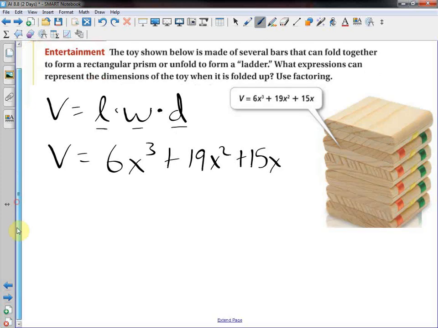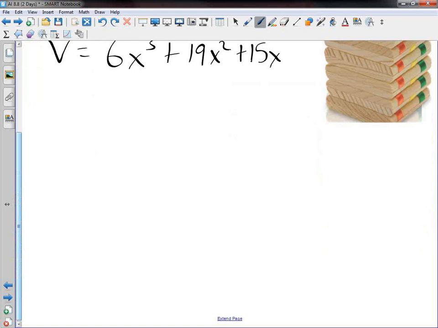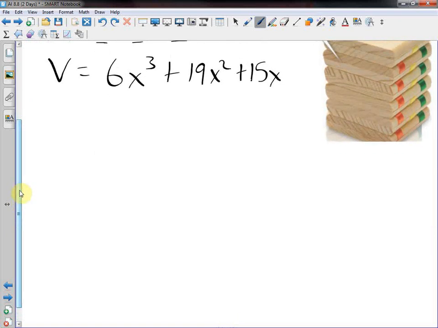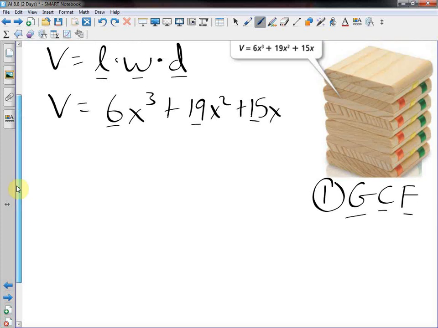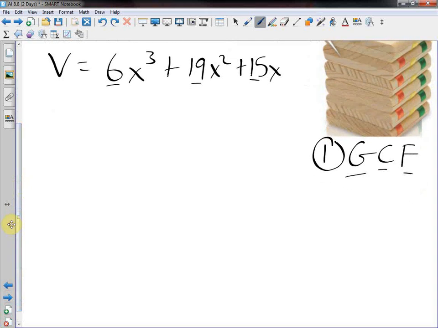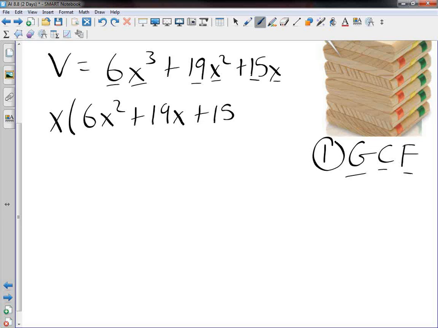All right, let's give ourselves some space to work. There we go. And let's follow our rules. Well, the first rule is greatest common factor. When I look at all of them numerically, I think that nothing goes into them all. The 19 kind of messes things up for us. Okay. With our variables, we have x cubed, x squared, x. Well, we got an x that's in common with everything, so I can factor out that. So I have 6x squared plus 19x plus 15.